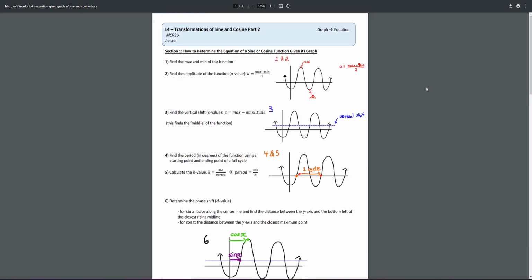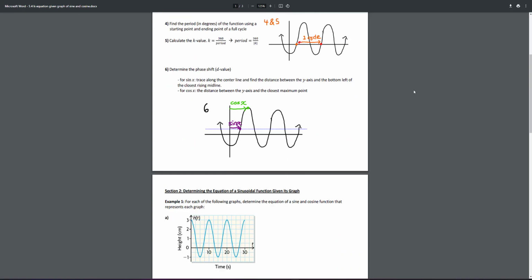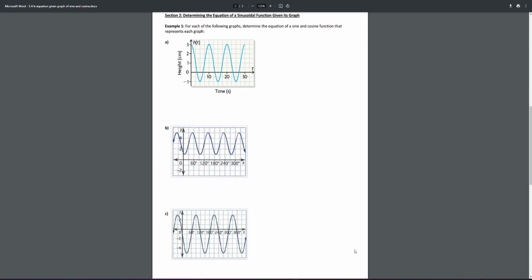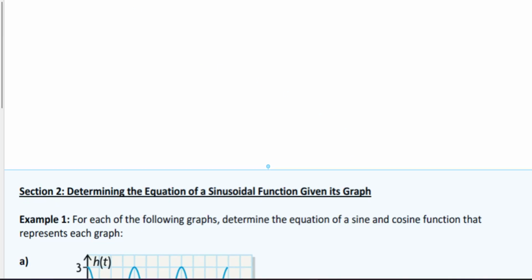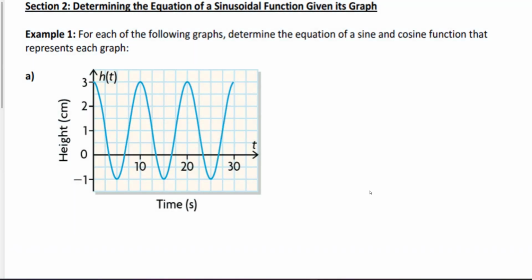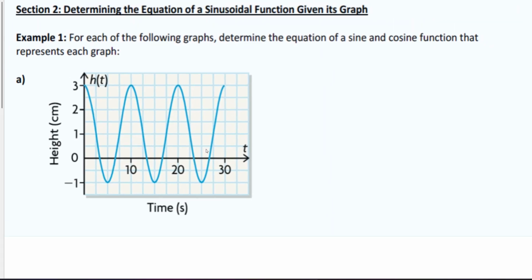So let's do this. In this lesson section, whatever you call it, in the previous lesson, you were given an equation, and you took that equation and we graphed it. Now we're doing the reverse. We are now given a graph, and we have to produce an equation for that graph. So how do I do that?